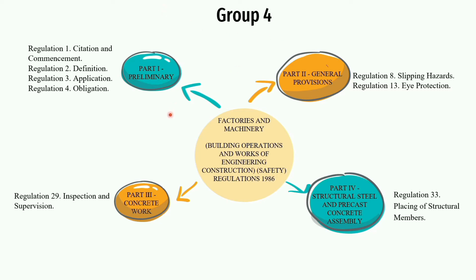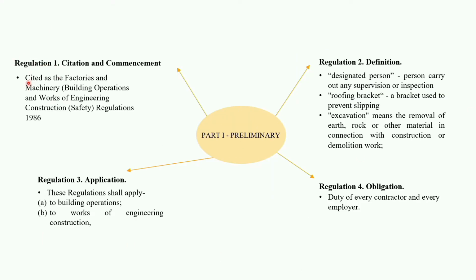The topic we got is specified toward building operations and works of engineering construction. I'll be presenting Part 1 to Part 4, and due to the time restriction, I'll be presenting these regulations only. Part 1, Regulation 1, citation. This means that you need to cite as this if you are using any information from it.